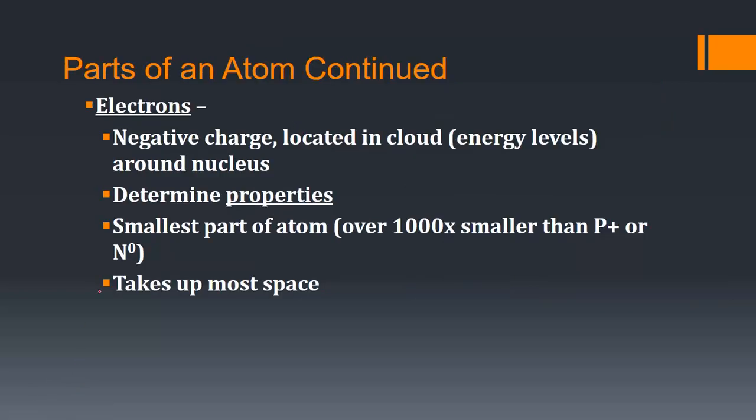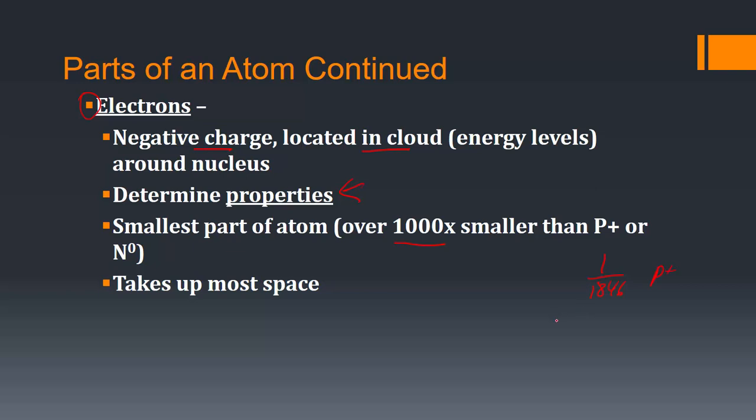Now, the last part of the atom is the electron, and this is the one we're going to spend most of our time looking at, because electrons are on the outside of the atom, which means when atoms interact, it's the electrons that interact, and it's the electrons that are going to determine how they interact. So the electrons determine properties. They have a negative charge, and they're located in a cloud of energy levels around the nucleus. They're very small. They're almost 1/1,146 the mass of a proton.